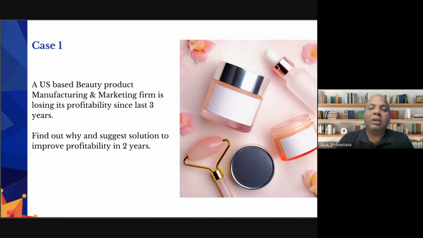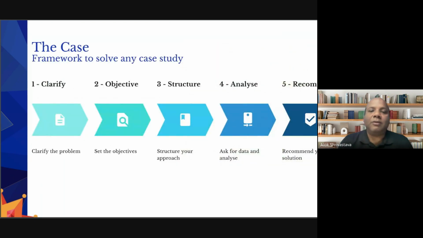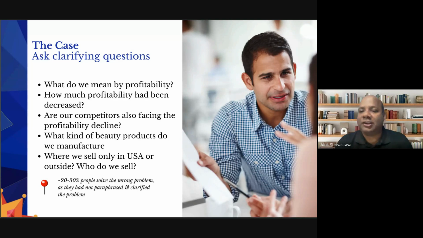And you can ask some contextual questions also, like what kind of company it is, what kind of product does it sell, where does it sell, and all. Who is the customer base, right? Is it young people? Is it middle-aged people? What kind of people are we selling to? Which is the customer segment we are selling to? So these are the clarifying questions you should ask.